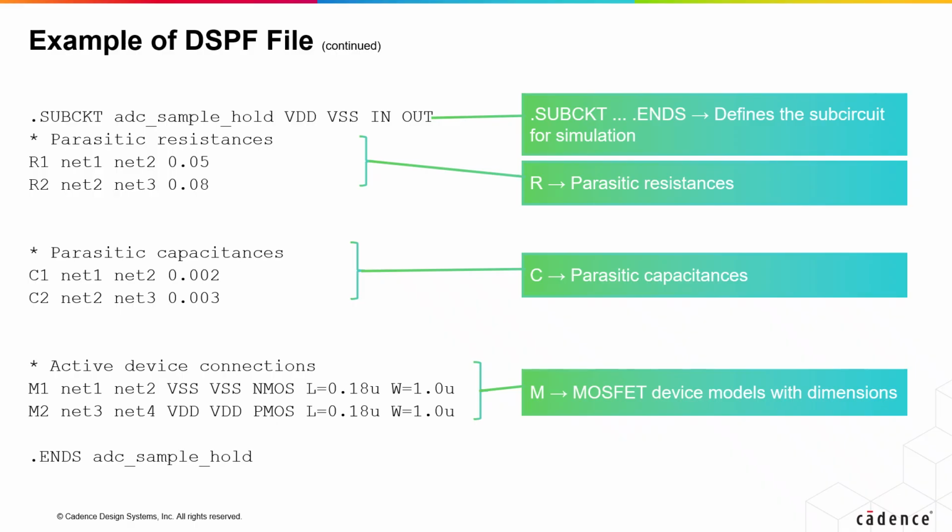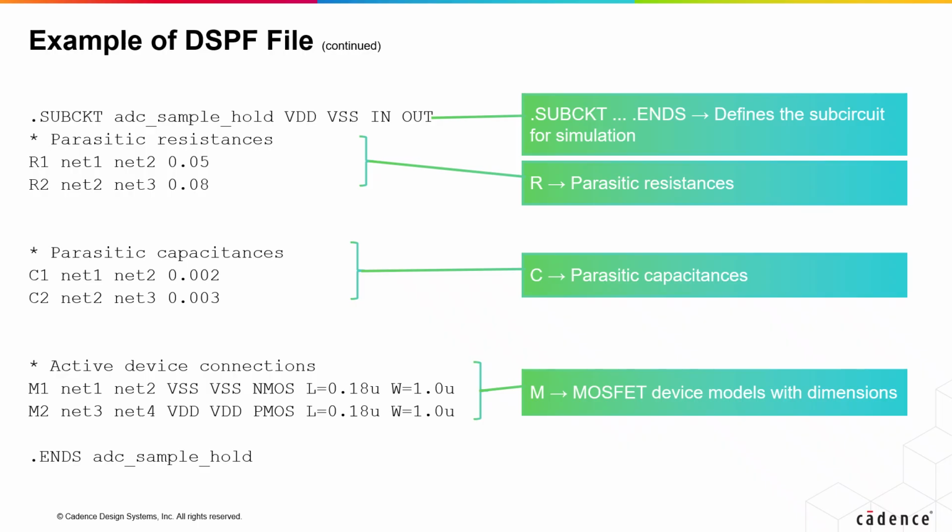For instance, M1 with length L equals 0.18 micrometer and width W equals 1.0 micrometer describes an NMOS transistor with its drain connected to net 1, gate to net 2, and source and bulk tied to VSS. Similarly, M2 with L equals 0.18 micrometer and W equals 1.0 micrometer defines a PMOS transistor connected to nets 3 and 4 with its source and bulk tied to VDD. The parameters L and W specify the transistor dimensions, which affect its electrical characteristics.